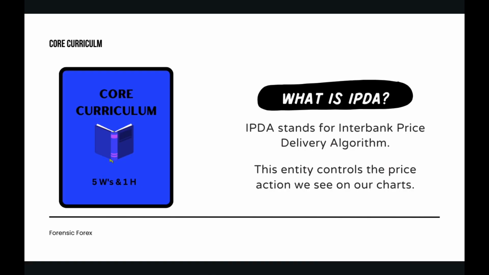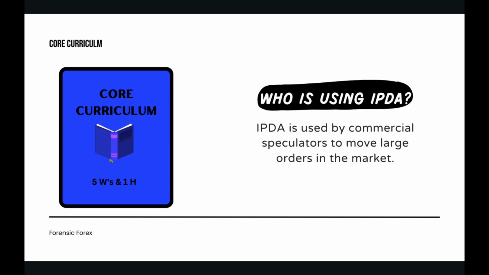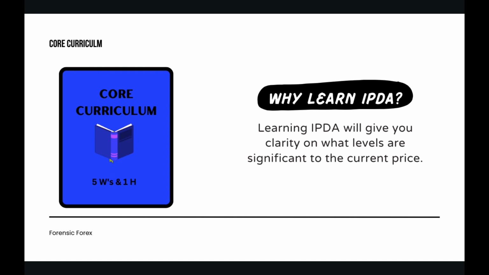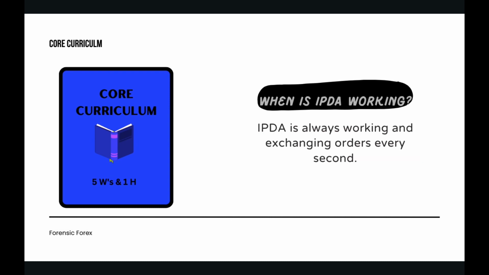What is IPDA? IPDA stands for Interbank Price Delivery Algorithm. This entity controls the price action we see on our charts. It is the sole reason we get the 4 phases of the market: consolidation, expansion, retracement, and reversal. Who is using IPDA? IPDA is used by commercial speculators to move large orders in the market. Why learn IPDA? Learning IPDA will give you clarity on what levels are significant to the current price. When is IPDA working? IPDA is always working and exchanging orders every second.